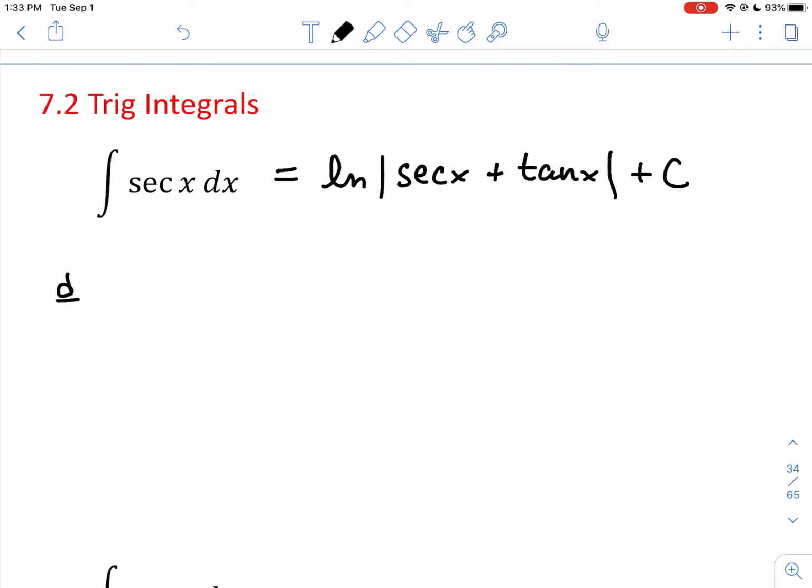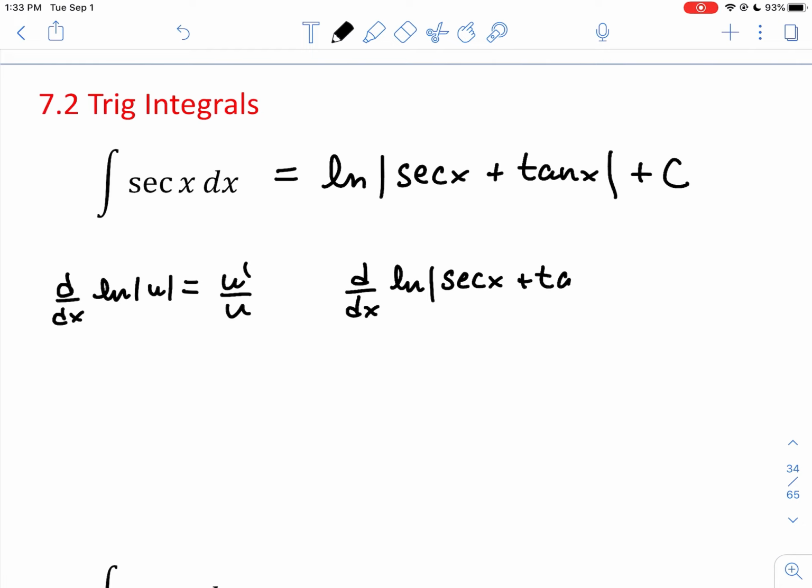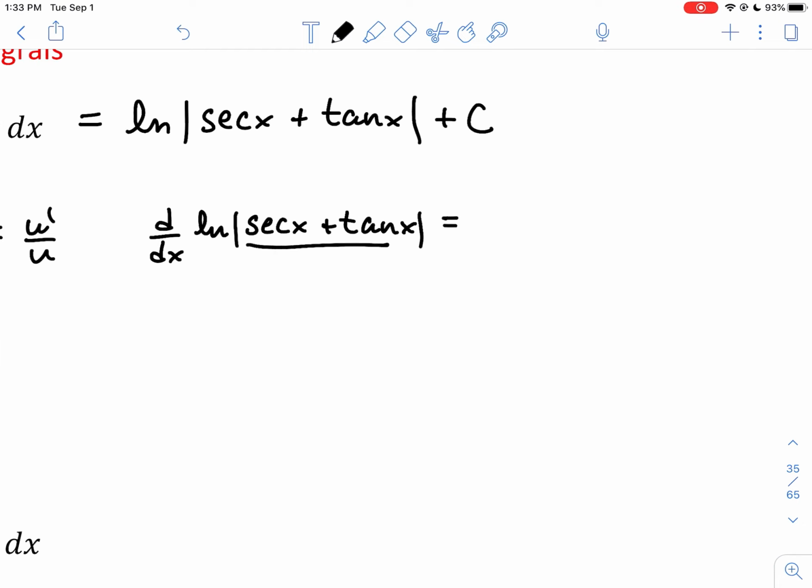And just a quick reminder, don't forget that if you're differentiating the natural log of absolute u, the derivative is u prime over u. All right, so the derivative of natural log of absolute secant x plus tangent x, we put the derivative of the argument, so the derivative of secant is secant tangent, plus, and the derivative of tangent is secant squared of x. Combined, those two things are the derivative of the argument and then over the argument.